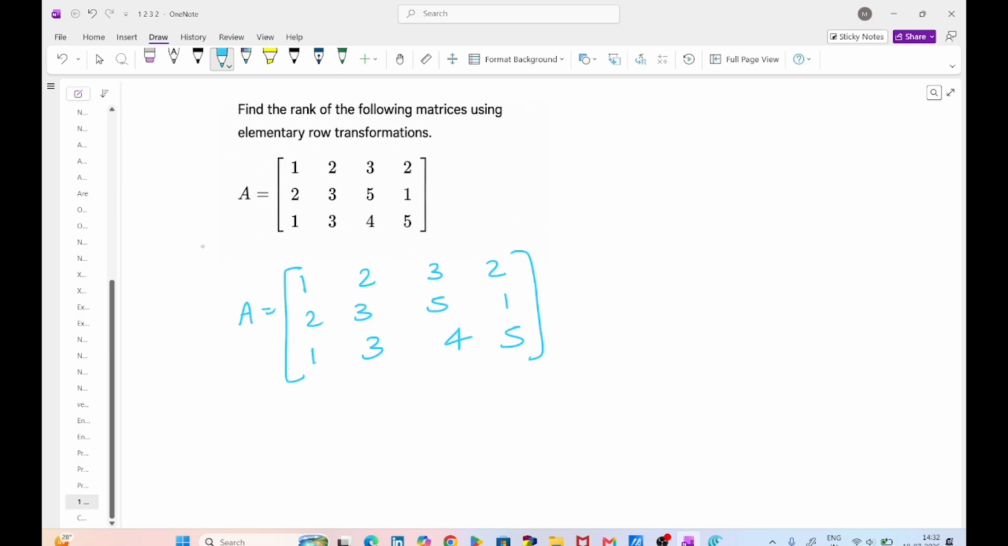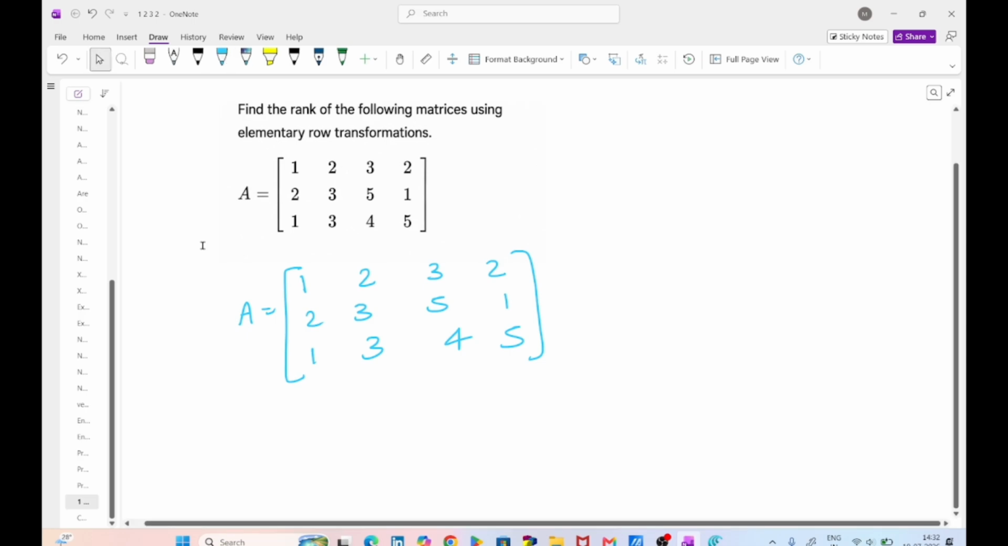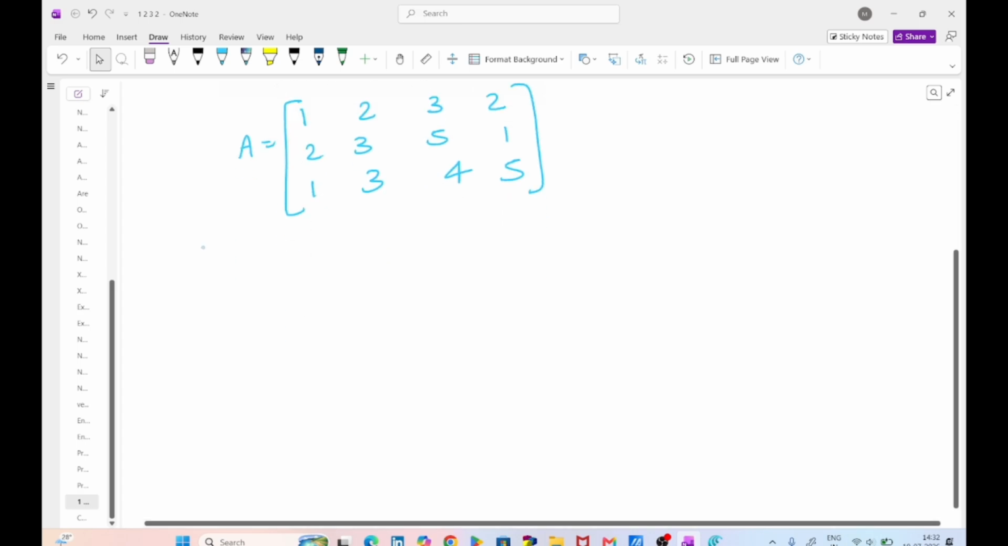The next step is that we need to make zeros in the L shape. That is, first these two we need to make zero. Then this one we need to make zero. Then this element we need to make zero. I'm not telling here three because it will change after we do the mathematical operation.